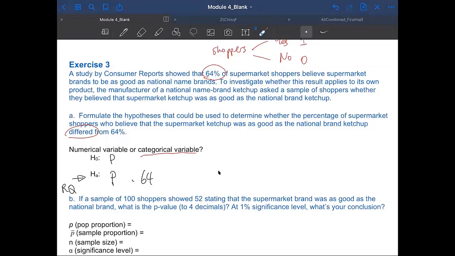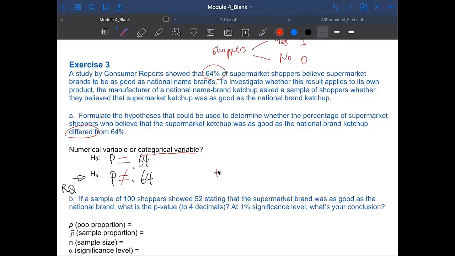Maybe you can help me a little bit further. What kind of inequality sign should I place here and here? I'm going to start with the alternative. So we compare p with 64%. What do you think I should put down here then? Not equal to, right? The keyword which I also highlight here, different, or maybe not the same. Those are the keywords that should help you determine this is not equal to, very, very important. And similarly, you can deduce this is going to be equal to.